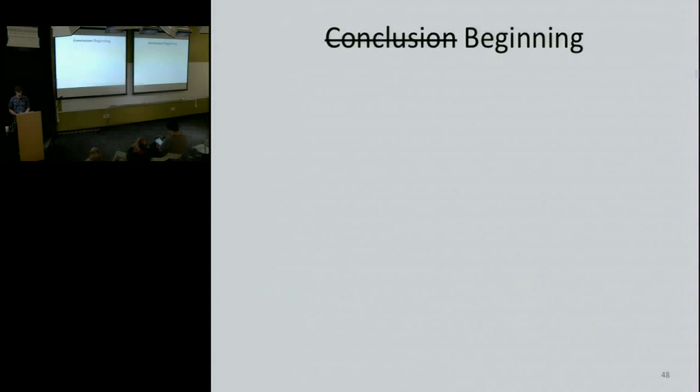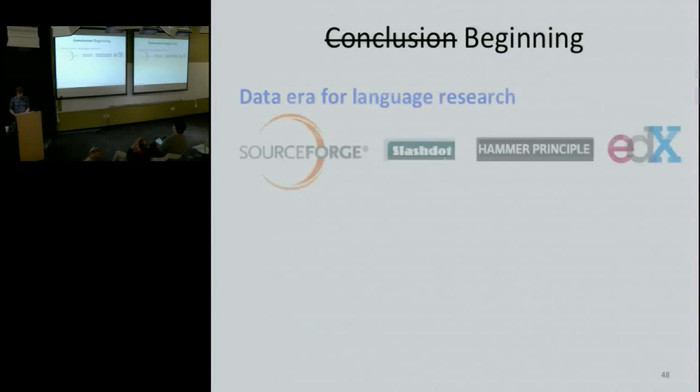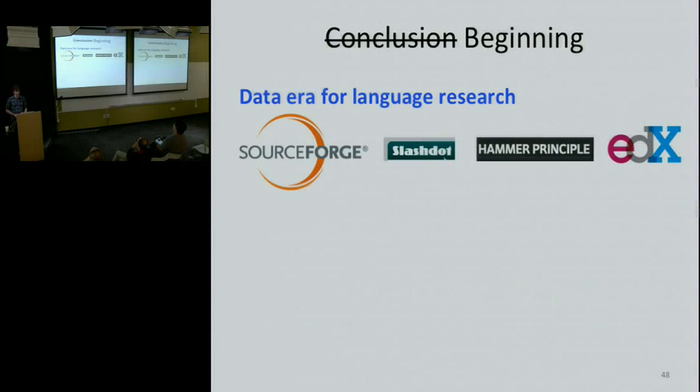So in conclusion, I showed you two things. I don't think this is actually a conclusion. I think this is actually the start of a lot of cool stuff. The first thing is I think we are in a data era of language research. It's not just software engineering or analytics. I think it's actually how we get data to understand how languages work. It'll hopefully be not as much of an art going forward.